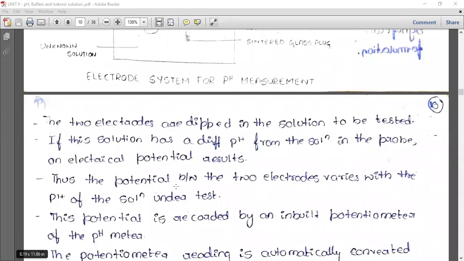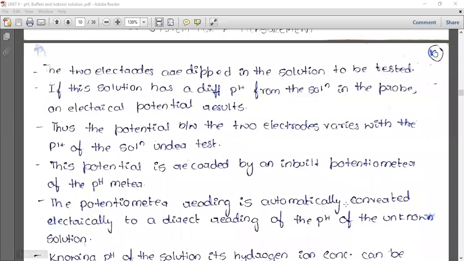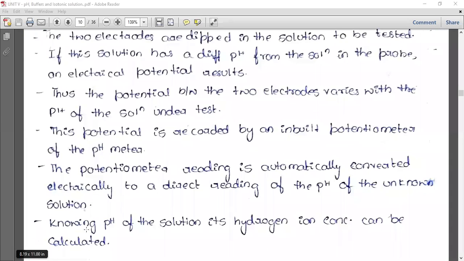Because of the movement of H plus ions between the glass electrode and the unknown solution, there will be a change in the potential between the two electrodes, which is recorded by the inbuilt potentiometer. Whatever potentiometer reading is there is converted electrically, and you get the unknown solution's reading as a digital display. So knowing the pH of the solution, its hydrogen ion concentration can be calculated.